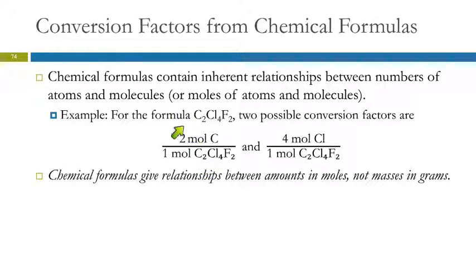Because in this molecule, there are 2 atoms of carbon. So we're just scaling up by making it moles. There are 4 moles of chlorine to 1 mole of Freon. It's just from this formula. And we could also say there's 2 moles of fluorine per 1 mole of C2Cl4F2. Okay? The chemical formula gives relationships in moles, not masses in grams.